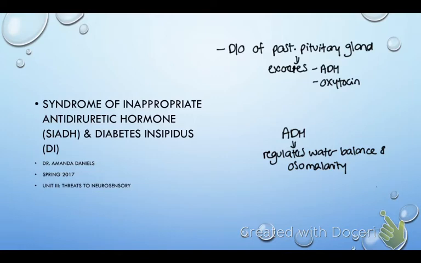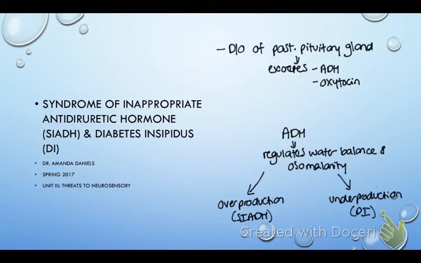So we either have an overproduction of it, too much ADH, so too much anti-pee, like SIADH, or we have too little, underproduction, DI, diabetes insipidus. Does diabetes insipidus have anything to do with diabetes? No, nothing with your sugars, okay?